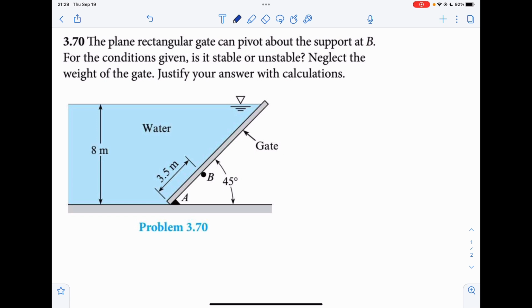So it has a rectangular gate here, and we have a pivot which is denoted as point B, and the problem is asking whether this gate is stable or unstable. So we have a pivot point B, and we have a point A that's a fixed point stopping this gate rotating this way. Okay, but we don't have anything here, so we can actually rotate clockwise.